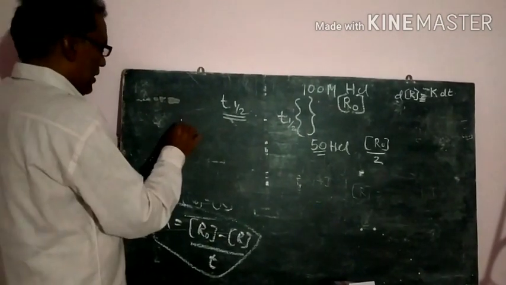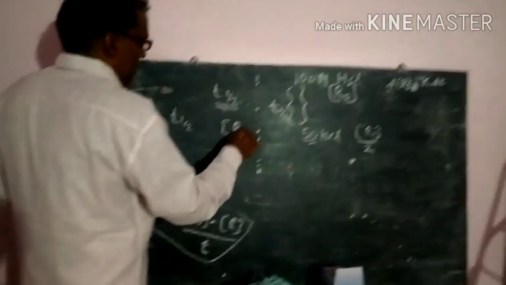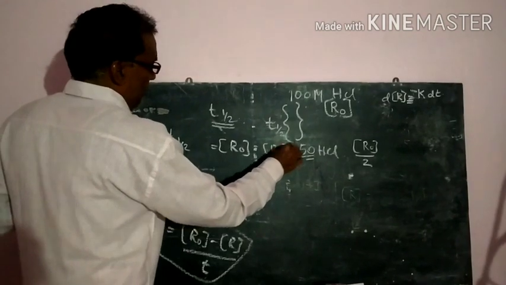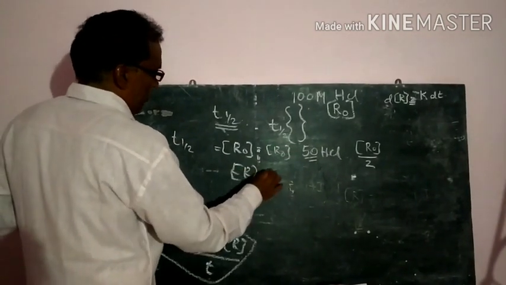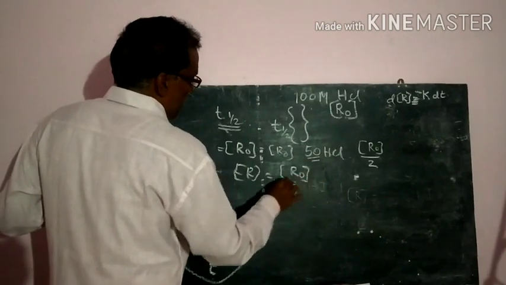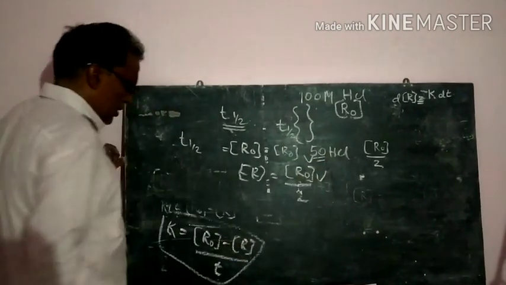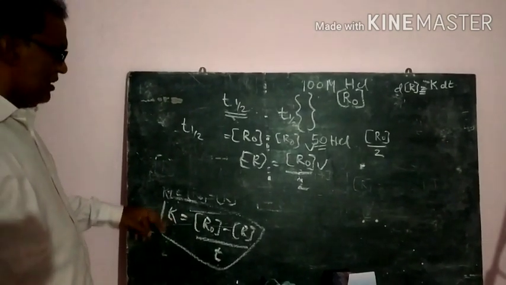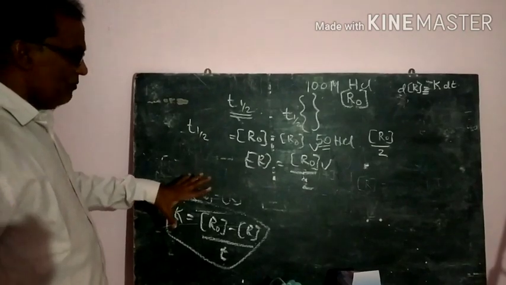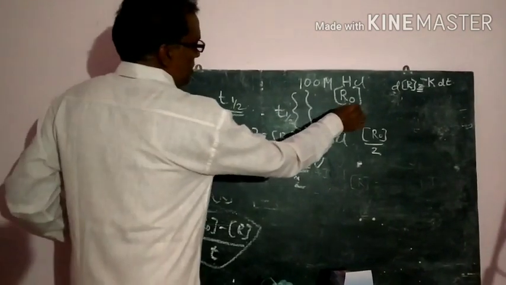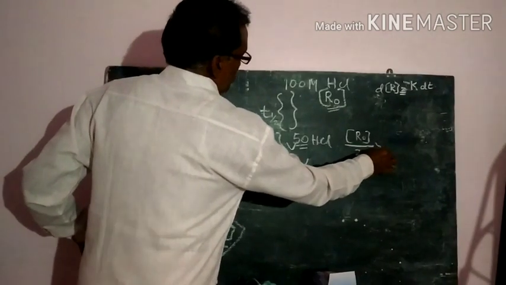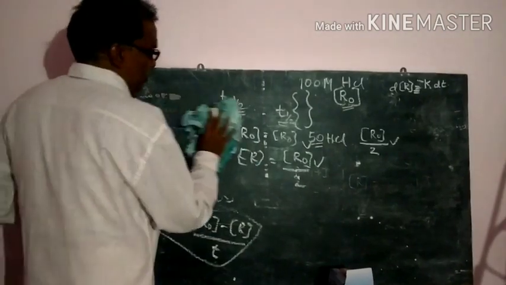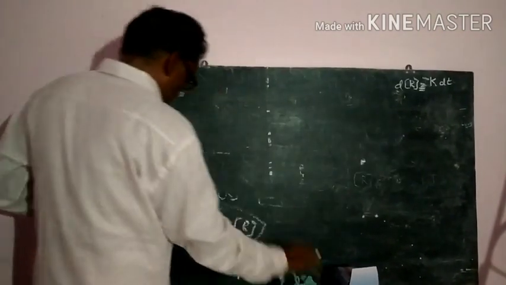So T half means, what is the initial concentration? If it is R0 initial, the final concentration is equal to the initial concentration by 2. These two values, if you substitute in this equation, whatever we get for the k value, that is the half-life time period. So let us see. Understood? If the initial concentration is R0, the final concentration should be R0 by 2 for a half-life time period. So these two values we substitute in this equation.